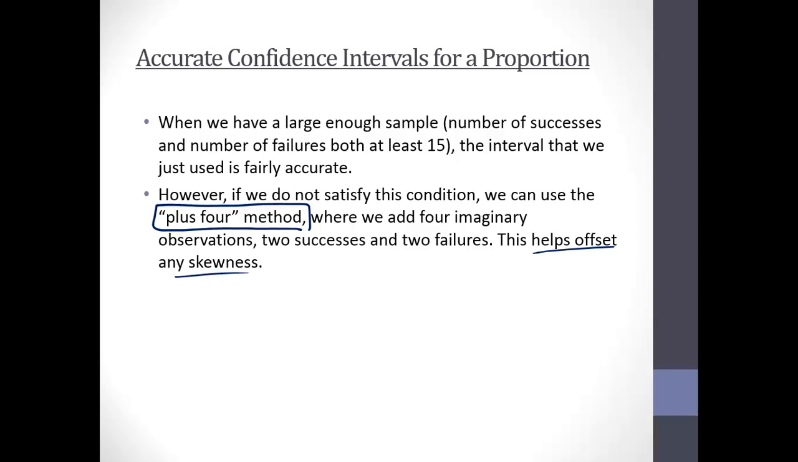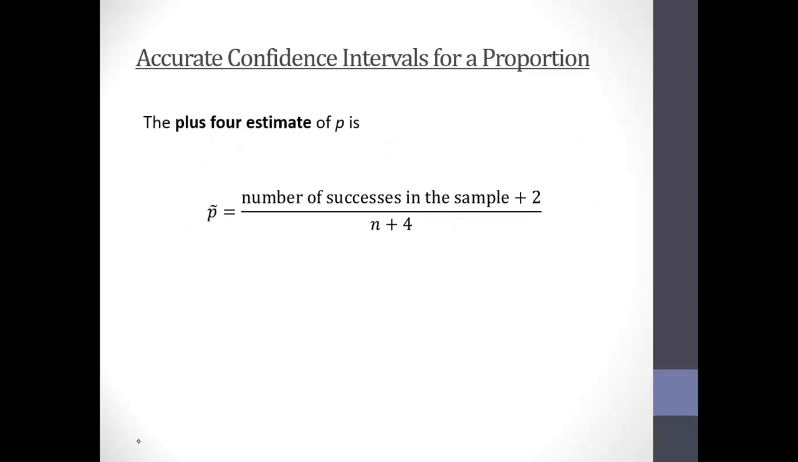Another issue I won't say a lot about: if the large enough sample condition does not check out, you can sometimes get values in your confidence interval that are less than 0 or bigger than 1. It's trying to offset that too, because negative values or values bigger than 1 don't make sense if you're talking about a proportion. The formula is going to be very similar to what we saw before. What we're calling our +4 estimate is P with a little tilde on top of it. So this is P tilde.